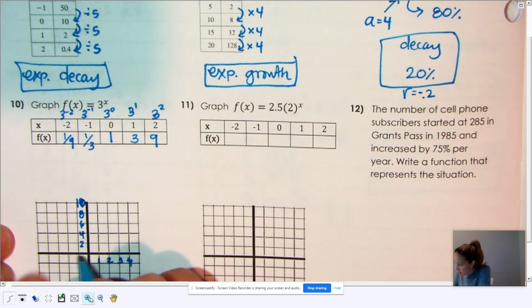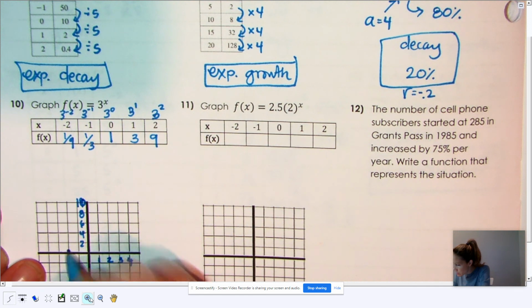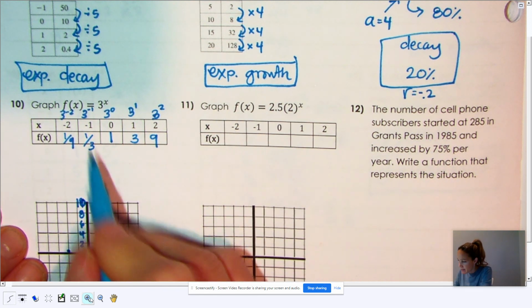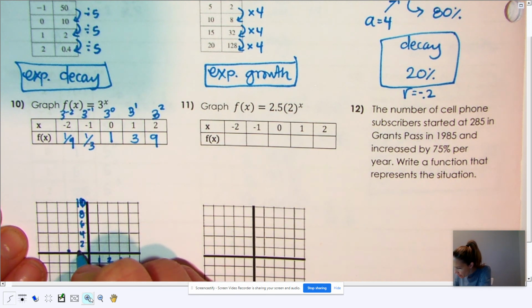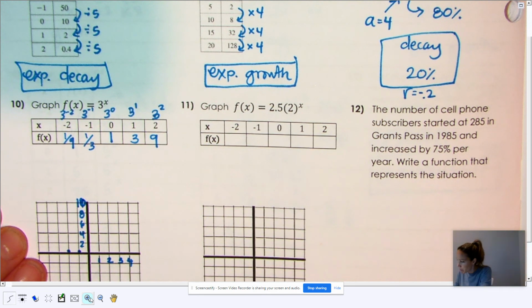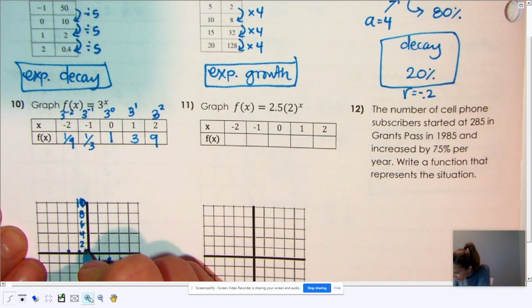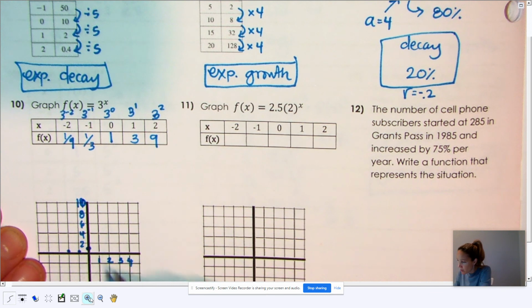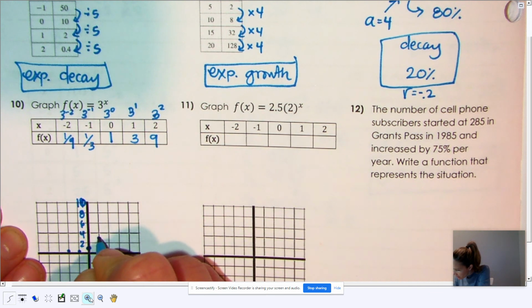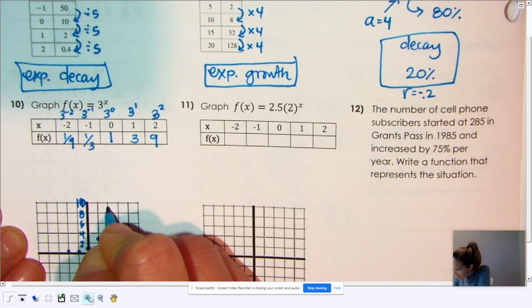And so we're going to go ahead and graph these. We're going to start at -2 and go up to 1/9, which is really close to the axis there. -1, 1/3, still just the width of my dot probably. 0, 1, which would be halfway through there. 1, 3, and then 2, 9.